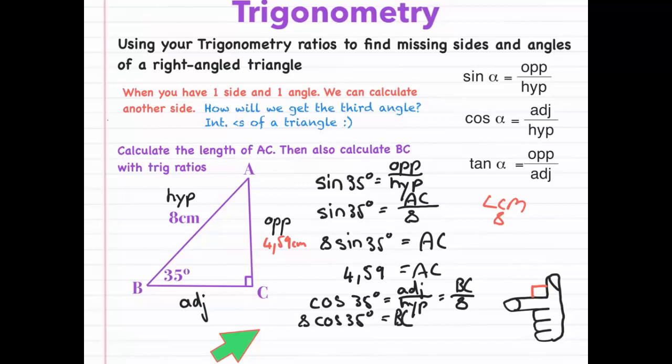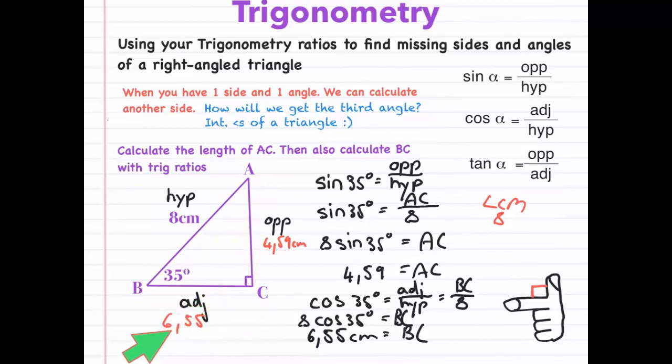And if we type that into our calculator, I simply type the 8. Then I press the cosine button, I put in 35 degrees and I close the bracket on the calculator, and then we see that the answer to 2 decimals is 6,55 centimeters equals BC. So this will be 6,55.